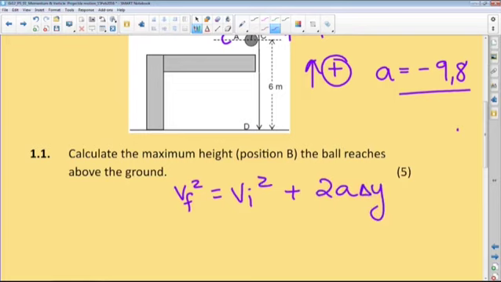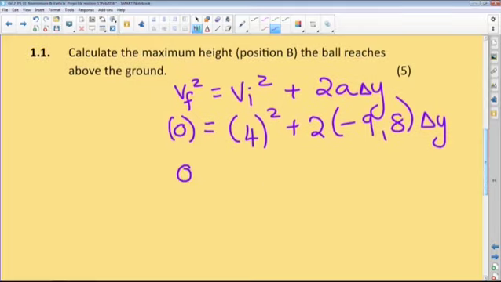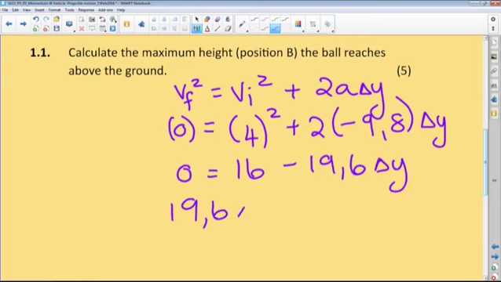Okay? Vf squared is nice because it's 0. All right. Vi is 4, and it was going up. Now watch here, I said up was positive, so this is minus 9,8 times delta y. Very important here, okay? That's 0. 4 squared is 16. That's minus 19,6 delta y. I'm going to take the delta y over because I want to solve for delta y, so it becomes positive. I would now divide both sides by 19,6, and I'm going to get 0,82 meters.